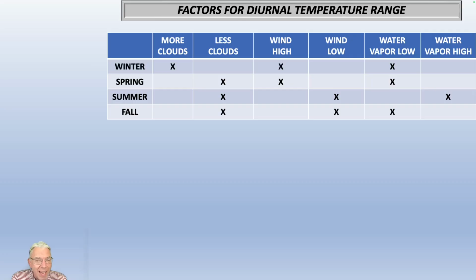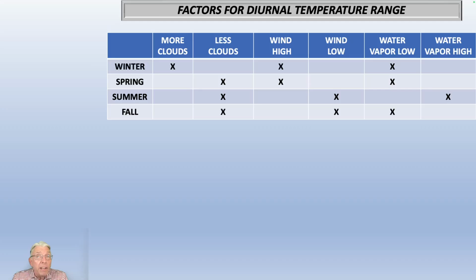Now, I made up a little table here, and so let's take a look at all four seasons. In the winter, we definitely have more cloud cover on average. We also have more wind. We have low amounts of water vapor. The air is relatively dry, but the clouds and the wind dominate, and so you end up having a smaller range of temperature during the winter season than other times.